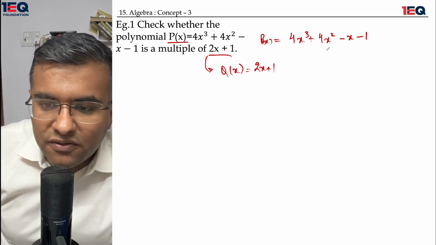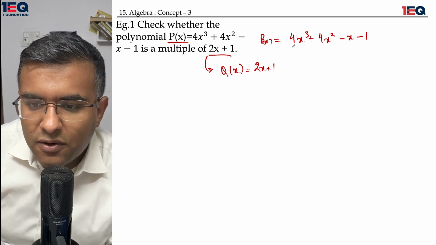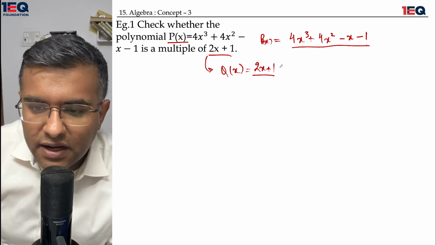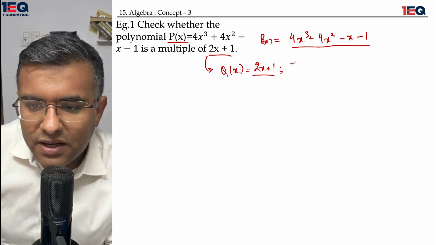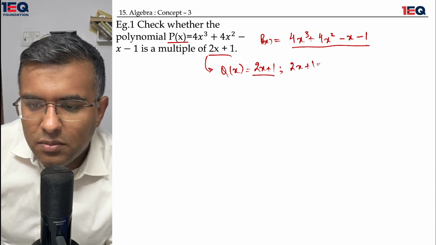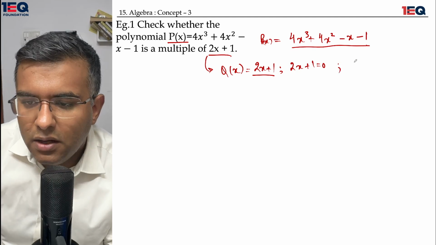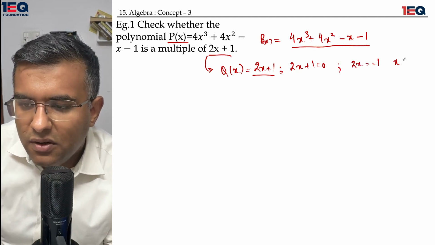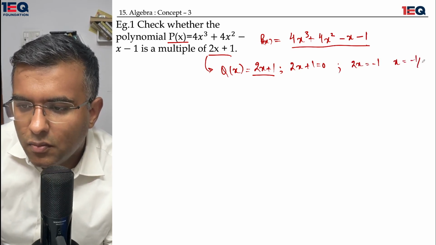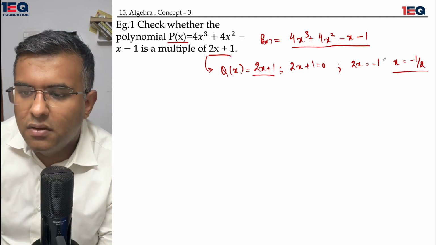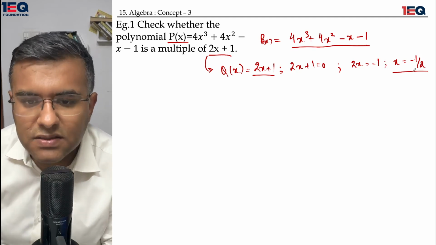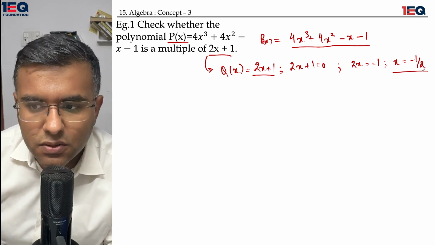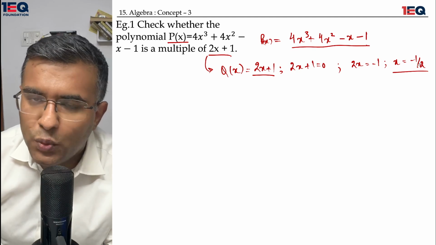So instead of finding out the zeros for this form of equation, it's easier to find out the zero of this form of equation. How do I find that out? I'll do it quickly in a jiffy. 2x plus 1 being equal to 0, so 2x is equal to minus 1, and the value of x is equal to minus half. Okay, I hope that is understood. x is equal to minus 1 by 2.